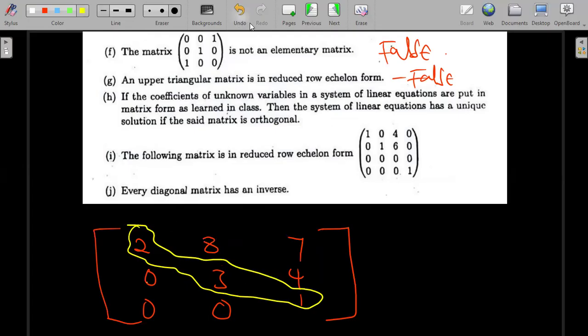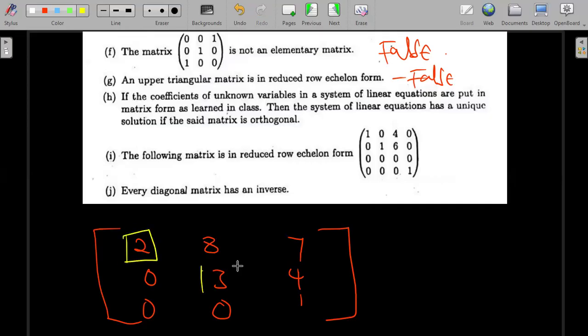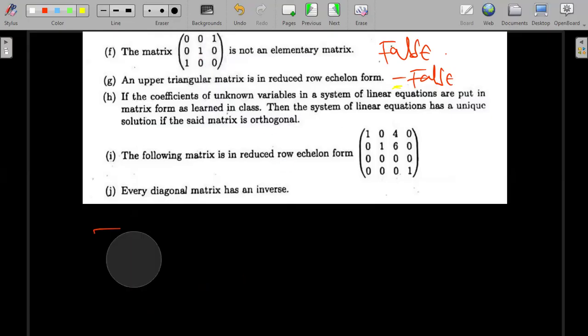Because you can just see from the matrix that I've drawn here, this matrix is not in reduced row echelon form, because for reduced row echelon form, we said all these leading coefficients should be what? Should be 1, and then they should be the only non-zero entry in that column. But we see that those conditions are not being satisfied here. So no wonder here we're saying false. All right. Let's look at H now.